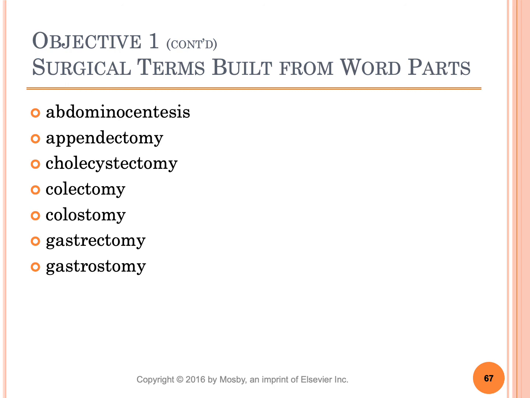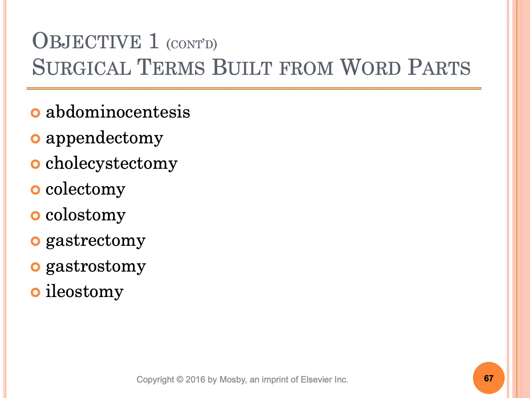A gastrectomy is the removal of the stomach, and a gastrostomy is creating a new opening into the stomach. Now, sometimes for whatever reason, if the patient can't swallow or something like that, they may go ahead and put in a feeding tube. And to do that, they insert a tube directly through the abdominal wall and into the stomach, and that would require a gastrostomy for that feeding tube.